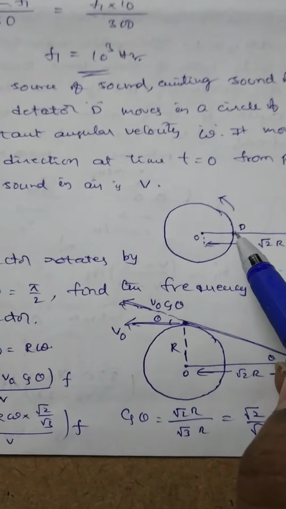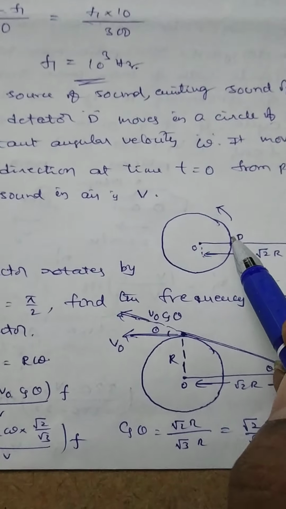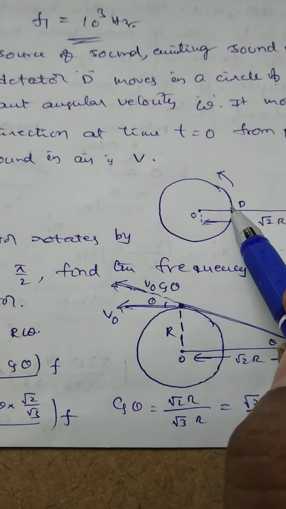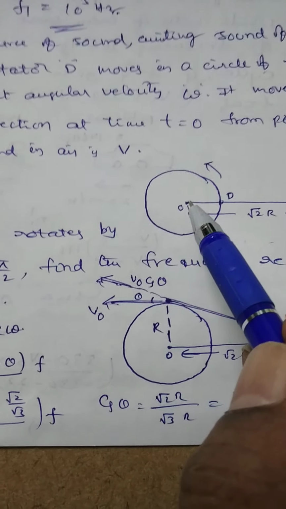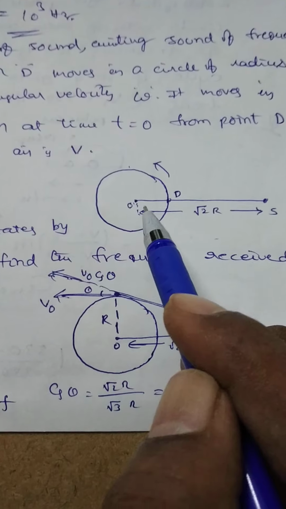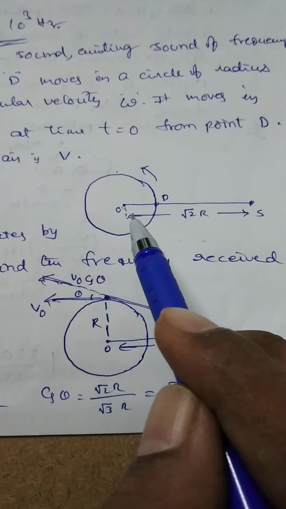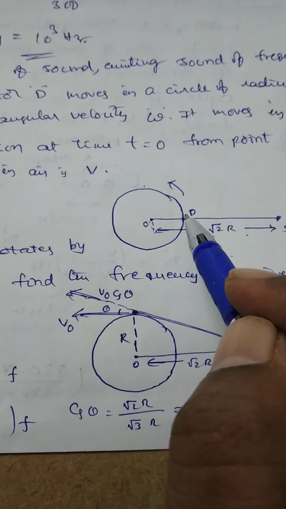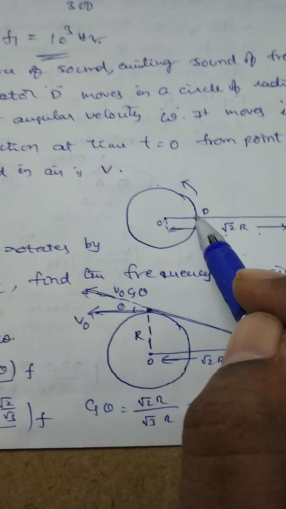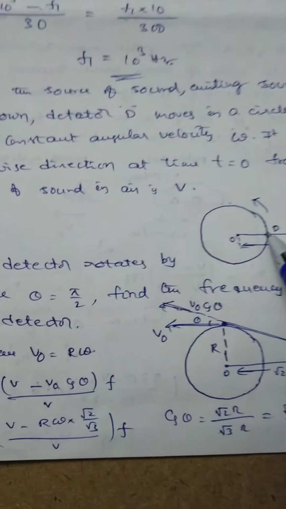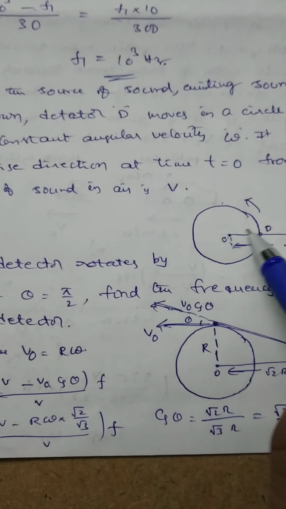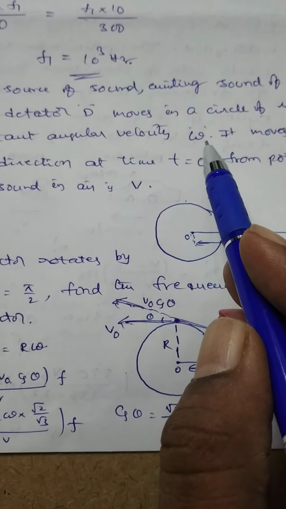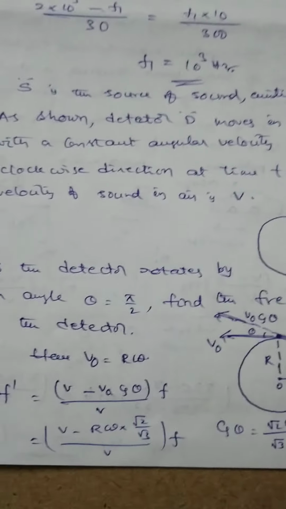Suppose this is the situation. Let the observer is moving in this circular path like this in anti-clockwise direction starting from the point D. O is the center of the circle. Radius of the circle is equal to capital R. Distance of the source from the center of the circle is given by root 2 into R. Exactly the observer starting from the point capital D here. Velocity of the sound is given by v. Angular velocity of the person is given by omega.